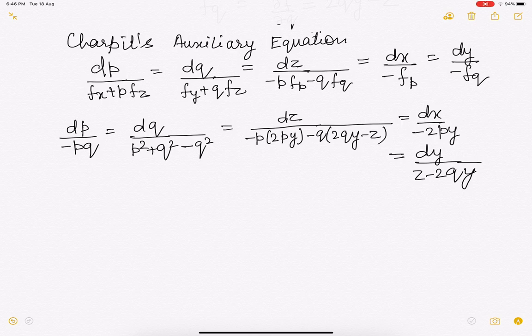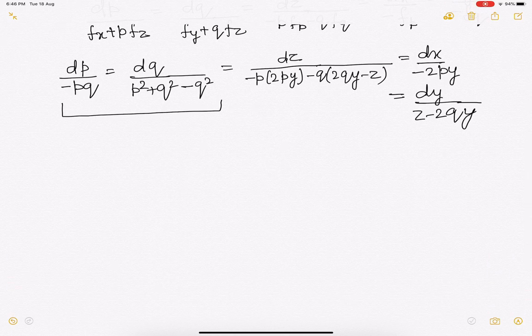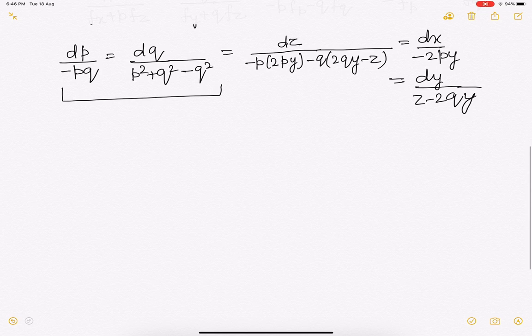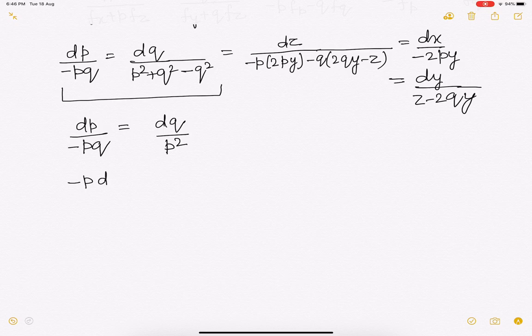Of these relations, we have to choose the easiest one which solves the equation, and we get a relation between p and q, or the value of p or q. So I am choosing the first two. On taking these first two, we have dp upon minus pq is equal to dq upon p square. So we have minus p dp is equal to q dq.